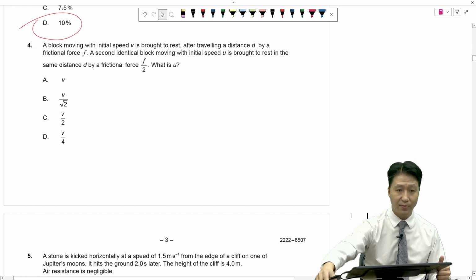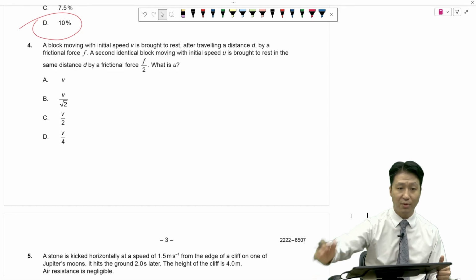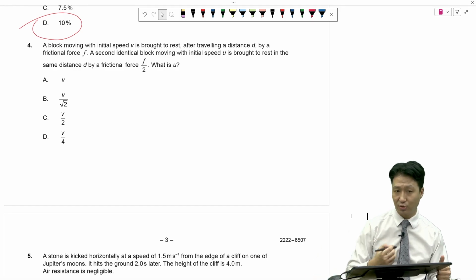In question number 4, it says, a block moving with initial speed v is brought to rest after traveling distance d by a frictional force of F. The second identical block moving with initial speed u is brought to rest in the same distance d by a frictional force of F over 2. What is this initial speed u?